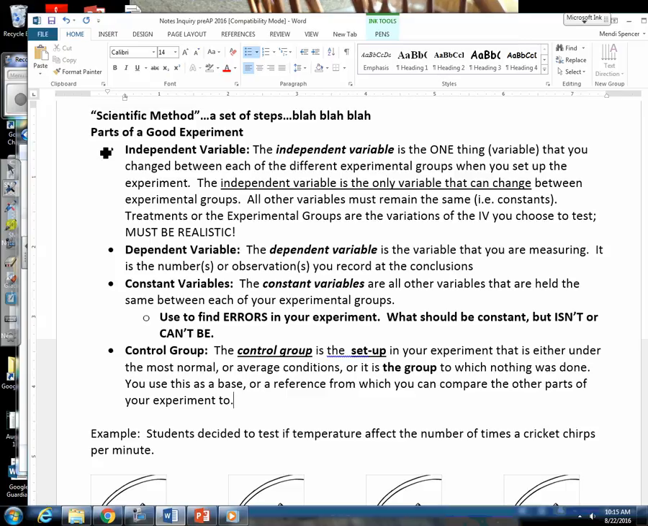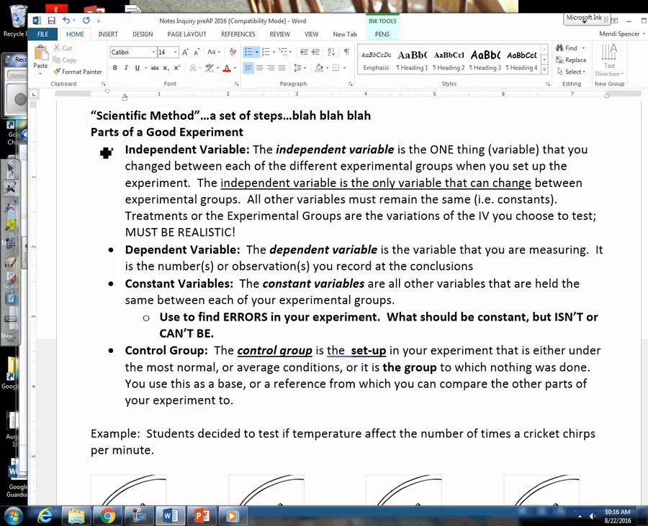Now, in the past, you maybe have had to list the steps of the scientific method, but that's not something you're going to be asked to do. You just, in general, need to know some of the criteria of good research or good experiments. First of all, a good experiment is always going to have an independent variable that is being tested.